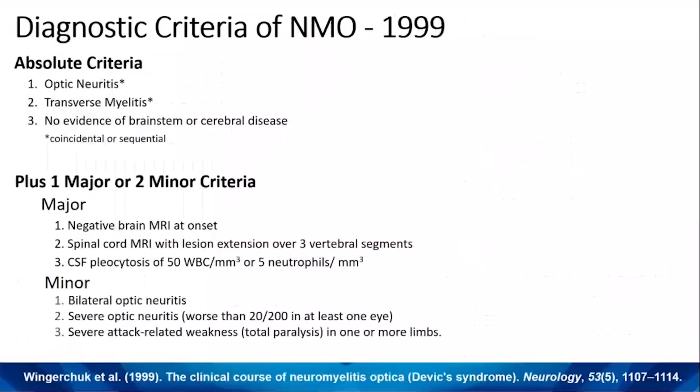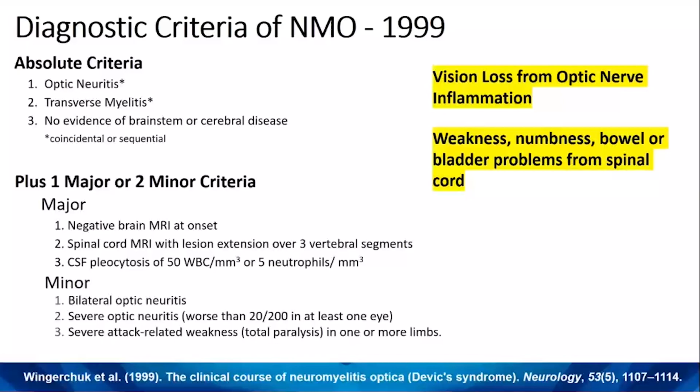So in 1999, when the current era was starting to approach this disease, again, we took it from Devic's description. You had to have optic neuritis and you had to have spinal cord inflammation. So essentially, you had to have vision loss from optic nerve inflammation, and many of you have had it from multiple sclerosis, and you had to have weakness, numbness, bowel or bladder problems from spinal cord inflammation, and many of you have had that from multiple sclerosis. And so there wasn't anything specific to differentiate it, but we invented some other major and minor criteria to try to make it clearly distinguishable between the two disorders.